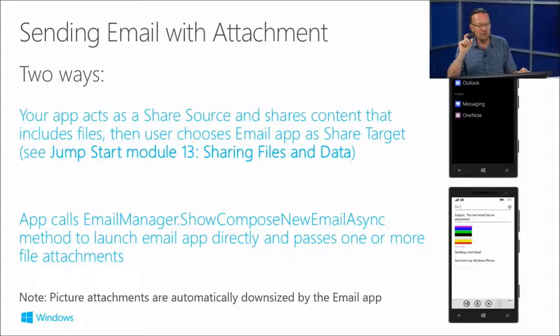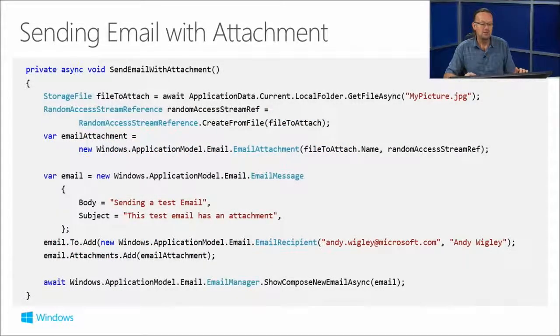But the more direct way of doing it is to use EmailManager.ShowComposeNewEmailAsync and pass in one or more file attachments. An interesting side note about this: if you allow the user to choose a large high-def photo from their camera roll, it will be automatically downsized by the email app as it's sent out. So this is the code to send it directly. An example there, we've got a storage file where we're getting a file that's in the app local storage at the moment, LocalFolder.GetFileAsync.